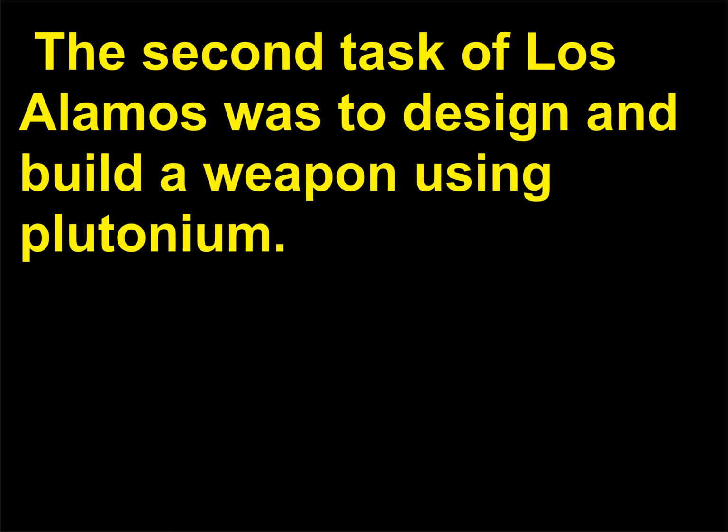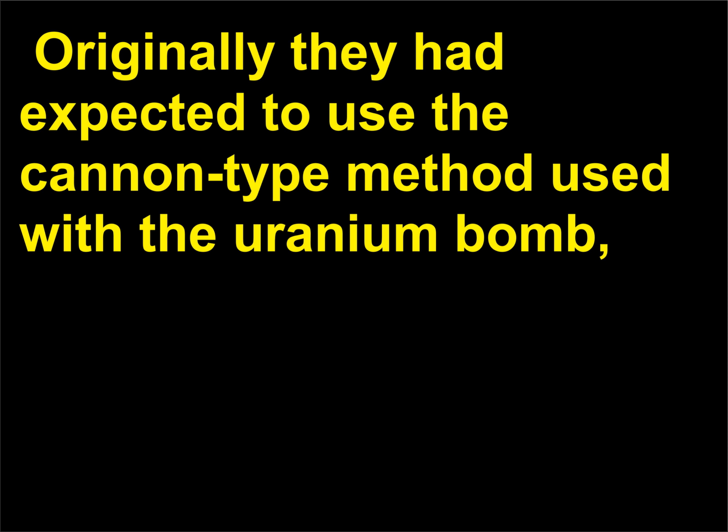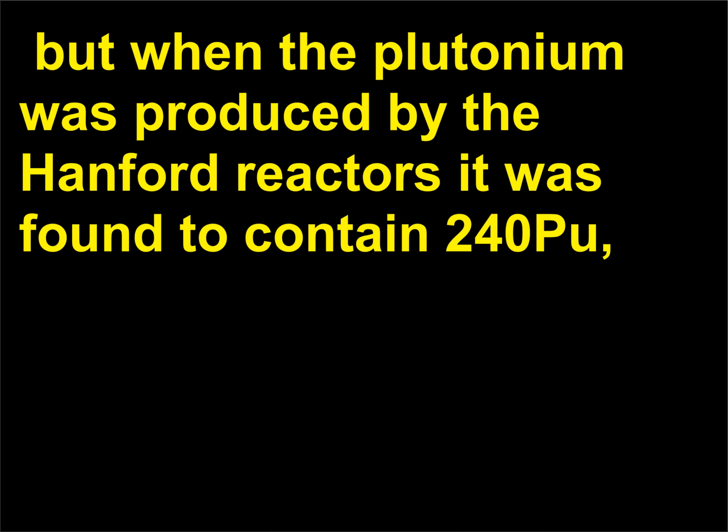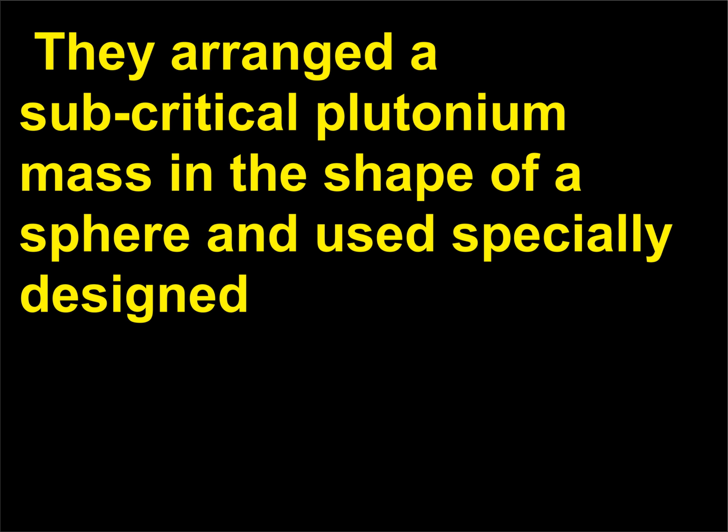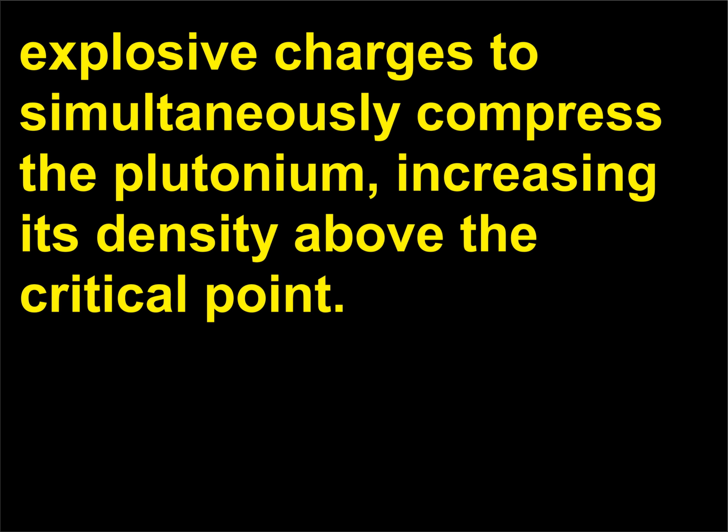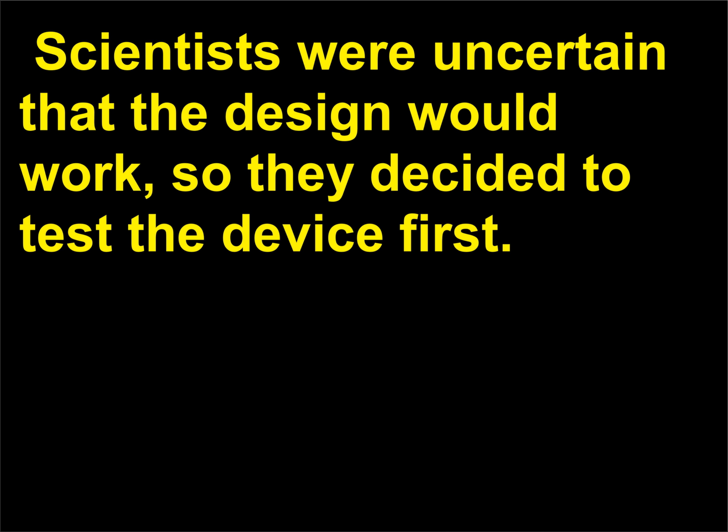The second task of Los Alamos was to design and build a weapon using plutonium. Originally they had expected to use the cannon-type method used with the uranium bomb. But when the plutonium was produced by the Hanford reactors, it was found to contain 240Pu, and another design had to be developed. They arranged a subcritical plutonium mass in the shape of a sphere and used specially designed explosive charges to simultaneously compress the plutonium, increasing its density above the critical point. Scientists were uncertain that the design would work, so they decided to test the device first.